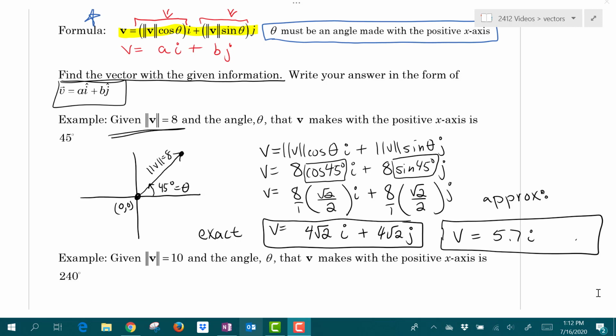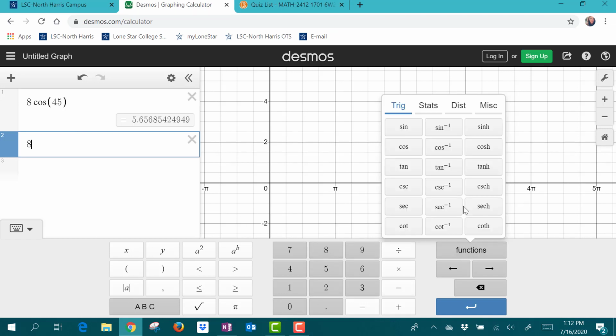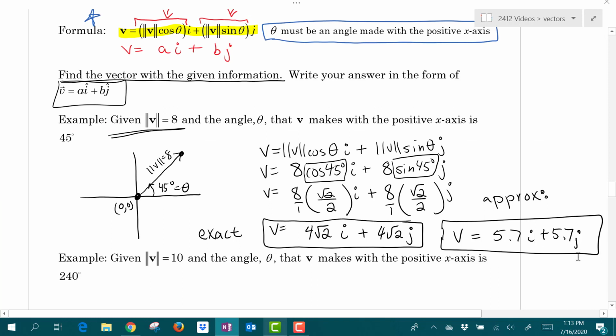Now it would make sense here that the second component would be exactly the same, and so our approximation would be exactly the same, so it should be a positive 5.7 in front of j. But let's confirm that in Desmos. I'm going to pull up Desmos and we'll type in 8 multiplied by sine 45 degrees, and those numbers are exactly the same, and that makes sense. So we'll go back to our notes, 5.7.